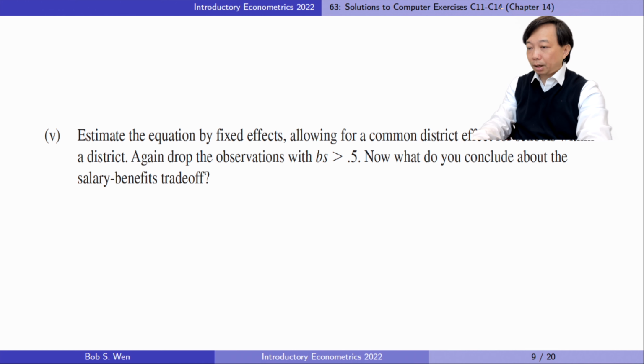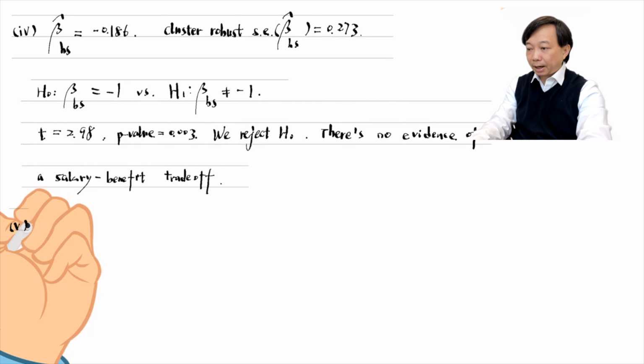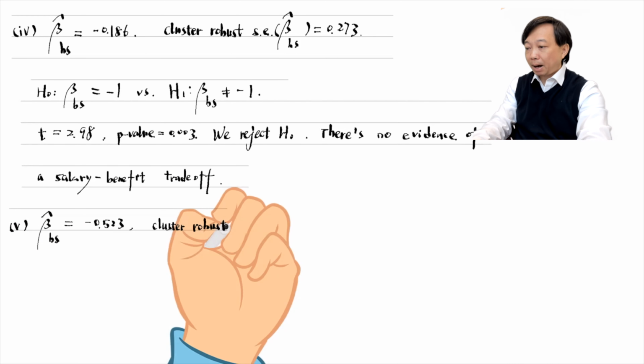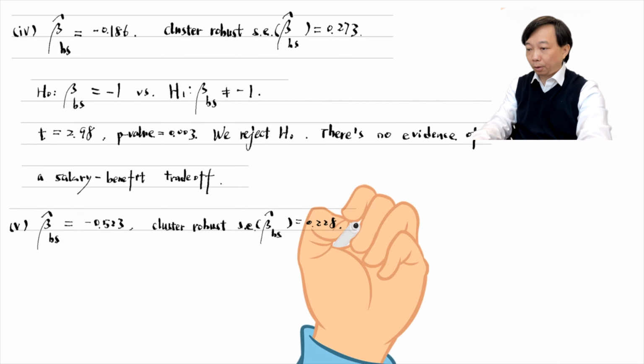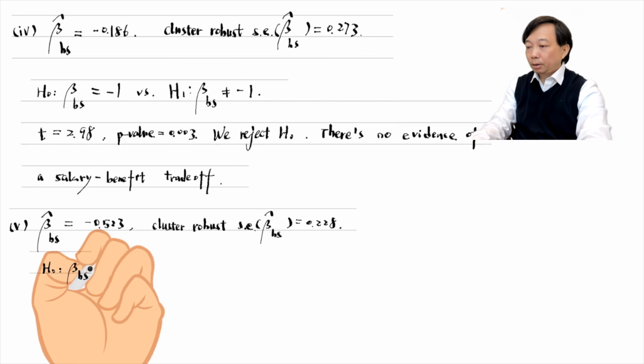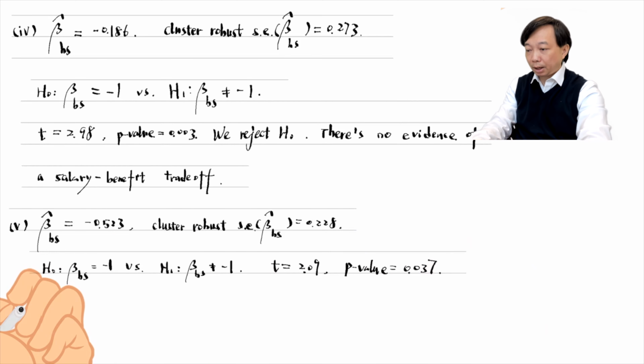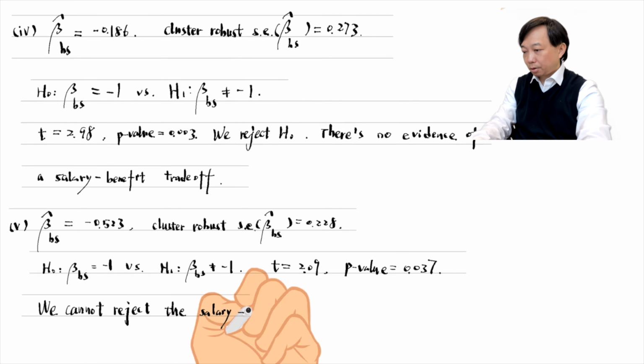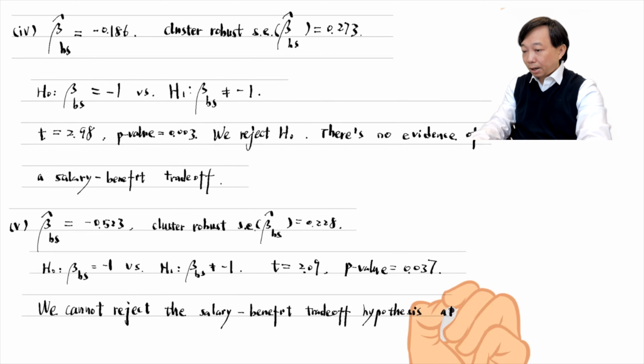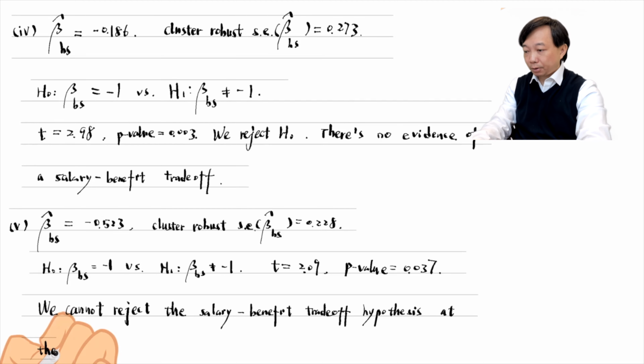If we drop the 4 observations, we get an estimate of minus 0.523 for BS using the fixed effects. The t-statistic for the null hypothesis is 2.09 and its p-value is 0.037 against a two-sided alternative. We cannot reject the salary benefit trade-off hypothesis at the 1% level.